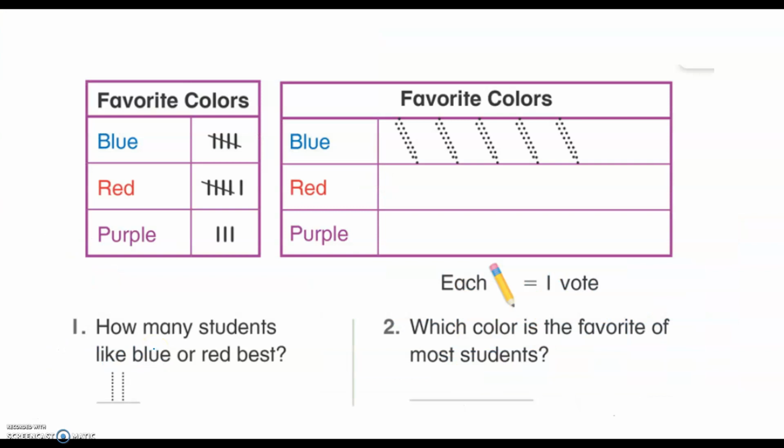Let's try numbers 1 and 2 in your book. So I see that students were interviewed on their favorite colors. I see that 5 kids liked blue, 6 liked red, and 3 liked purple.